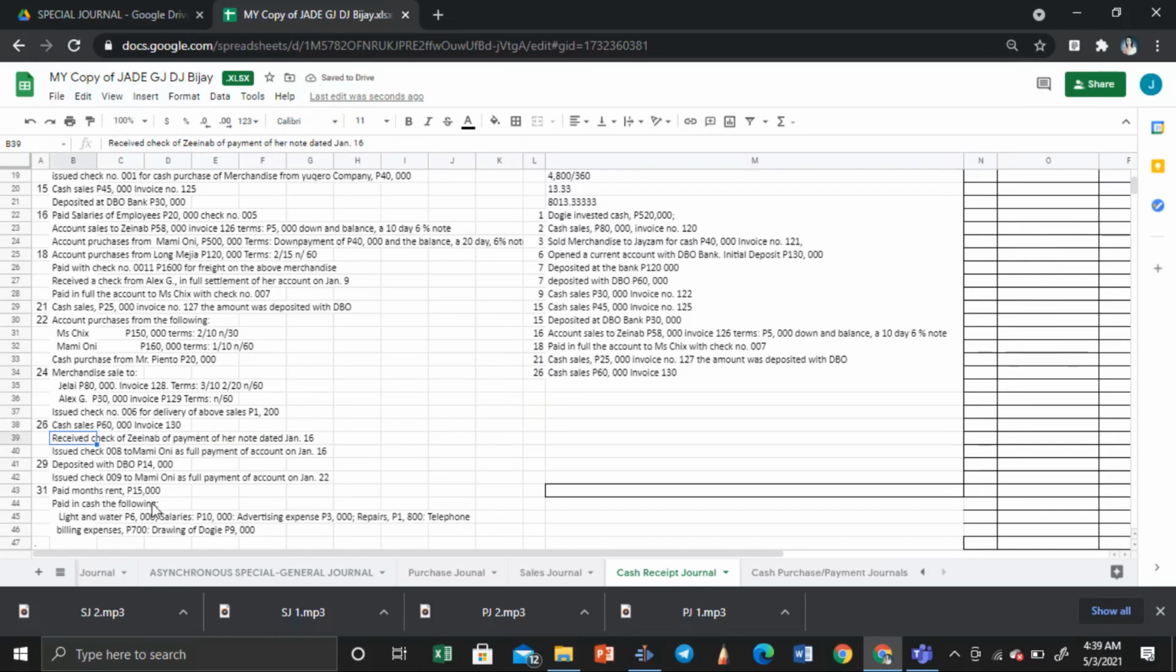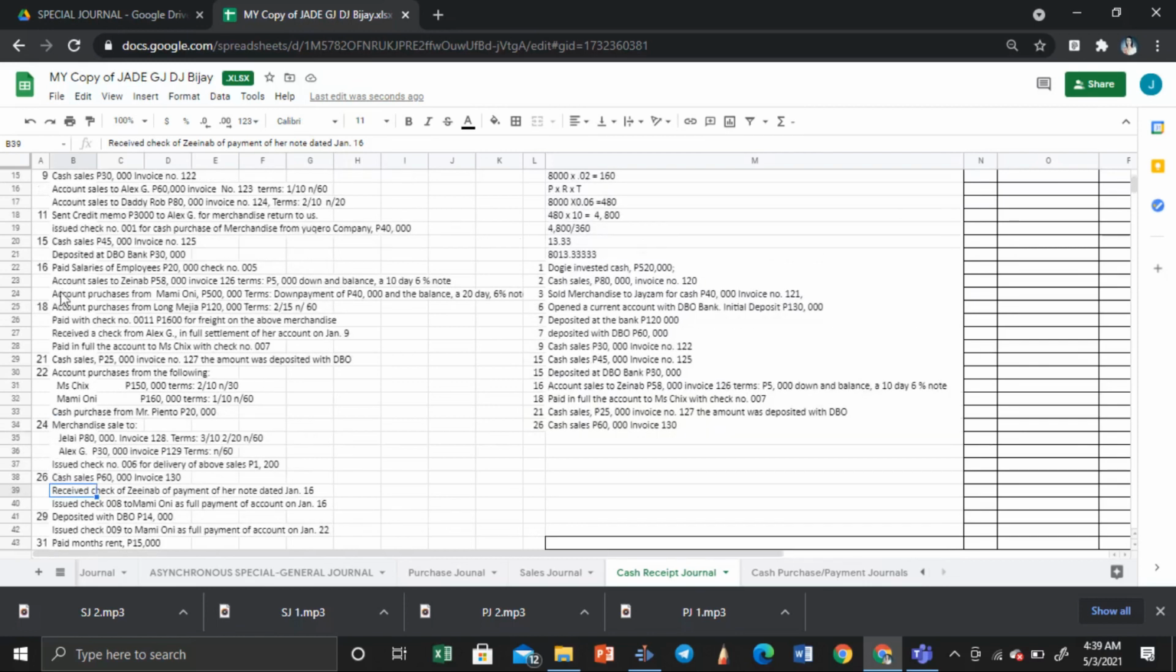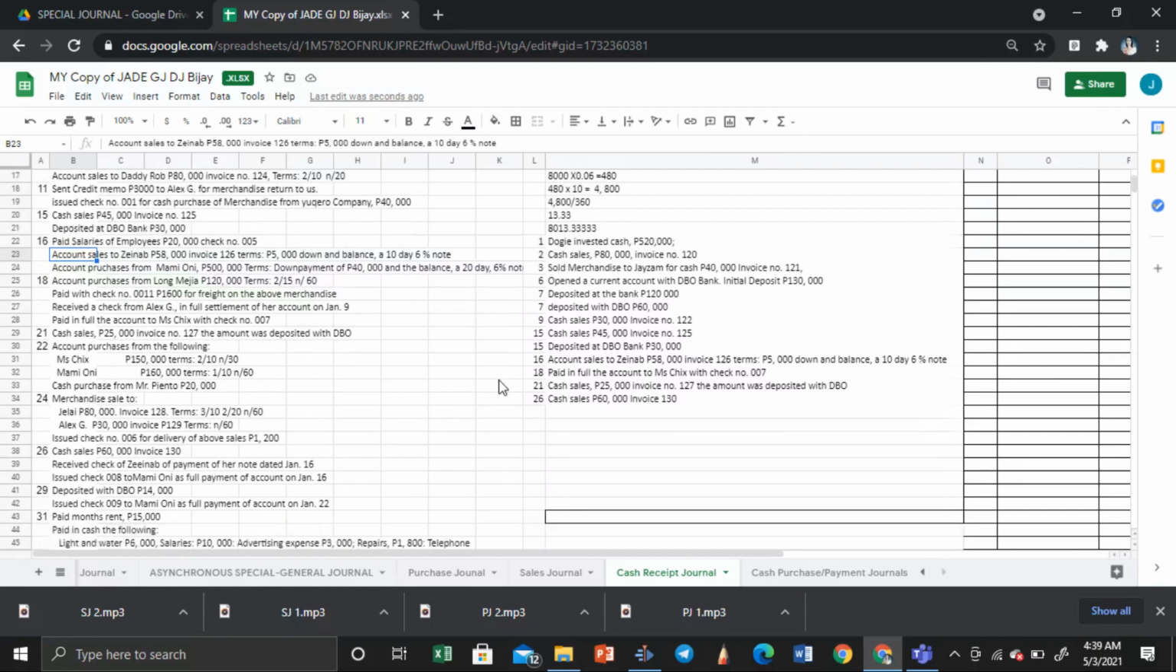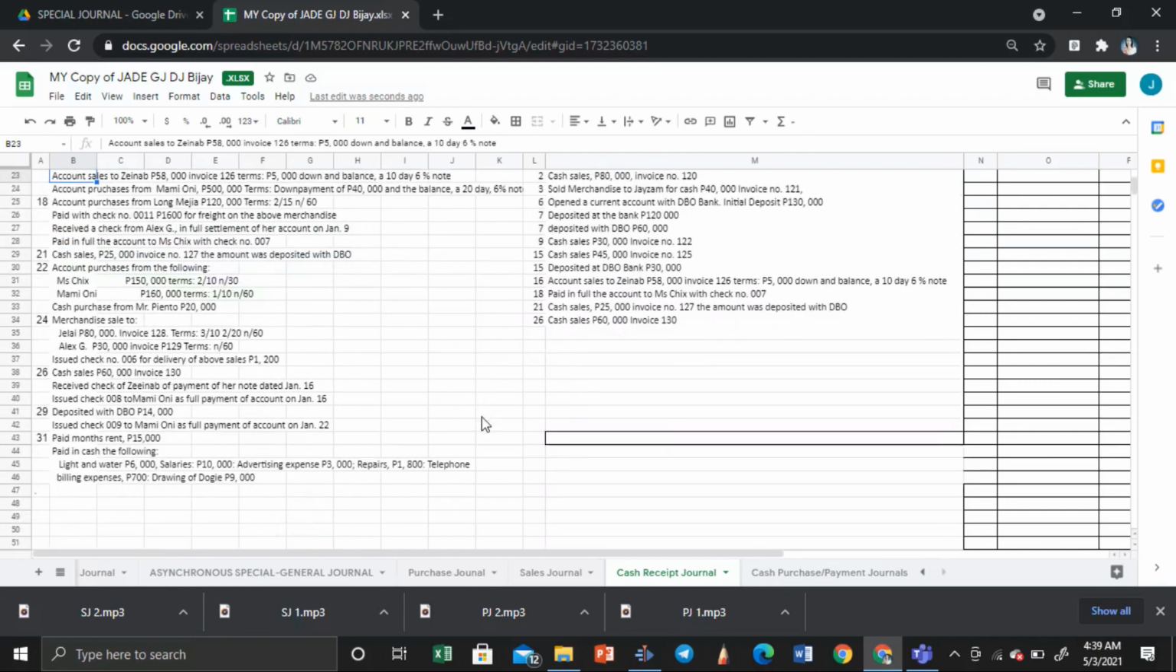How about this one? Receive a check of Zainab. Natanggap na natin yung bayad sa Zainab. Okay, for payment, yan. Dated January 16. May note kasi siya sa atin ng January 16. So, balikan nga natin. Totoo ba yun? Ayan. We have account sales to Zainab, 58,000. Invoice number 126. Terms is 5,000 down and balance at 10 days, 6%. Totoo nga. So, may note siya sa atin. So, dapat yung babayaran dito ni Zainab, mga anak, may interest.